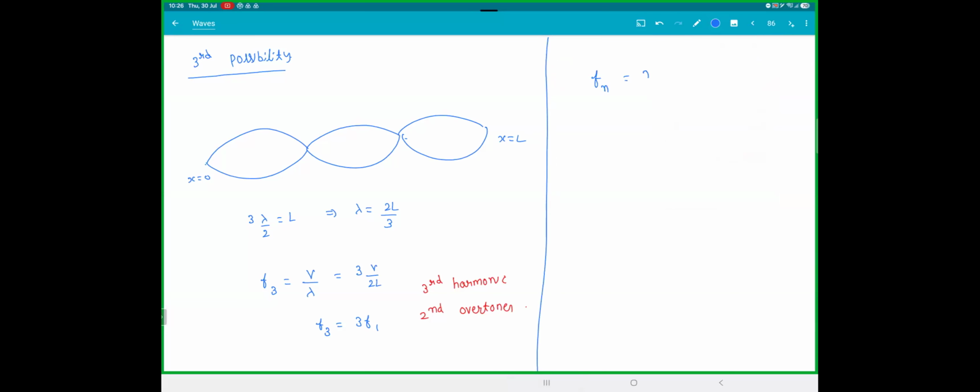Fn is equal to n into V by 2L. V can be written as n by 2L into root over T by mu. That is your wave speed. There, everyone. This is the formula. What is this formula giving you? This formula is telling you if you want n loops, then generate this much frequency. You want 2 loops, then n is 2. 3 loops is this thing. So Fn is the frequency for the nth harmonic, or n loops.